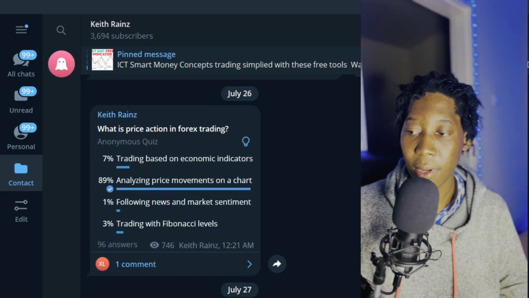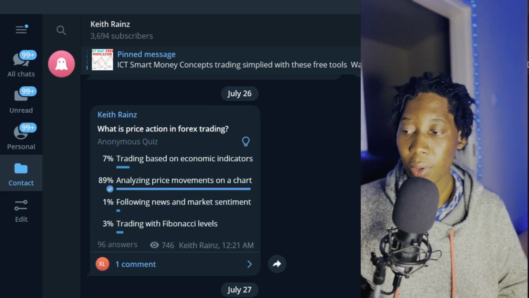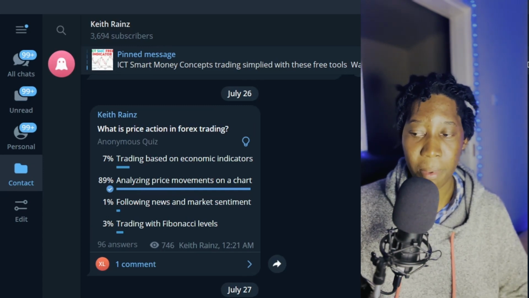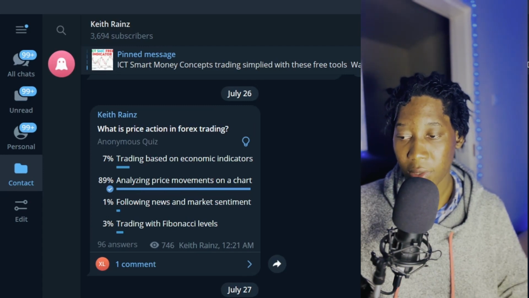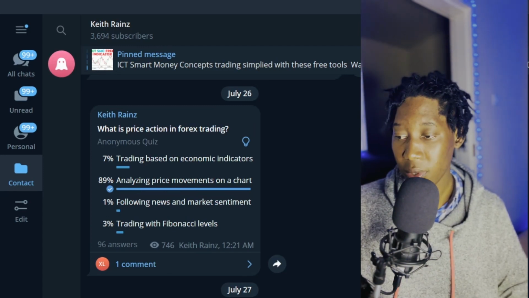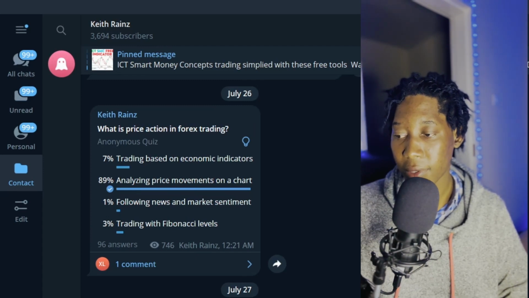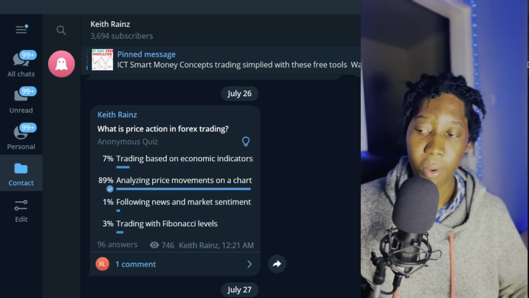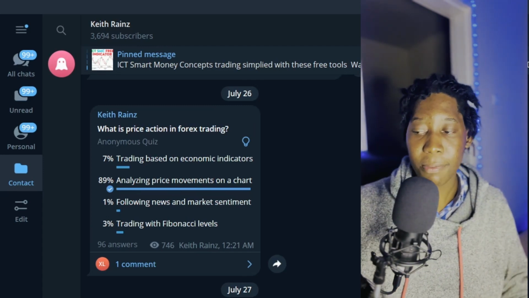So the question is, what is price action in Forex trading? And this is a quiz. The first answer was trading based on economic indicators, the second, analyzing price movements on a chart, the third, following news and market sentiment, and the fourth, trading with Fibonacci levels. Okay, so which one is the correct answer? I'm sure you can see the correct answer, which is marked by a blue tick.